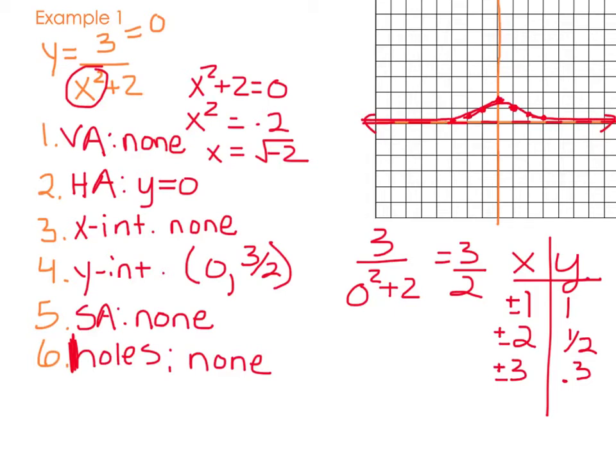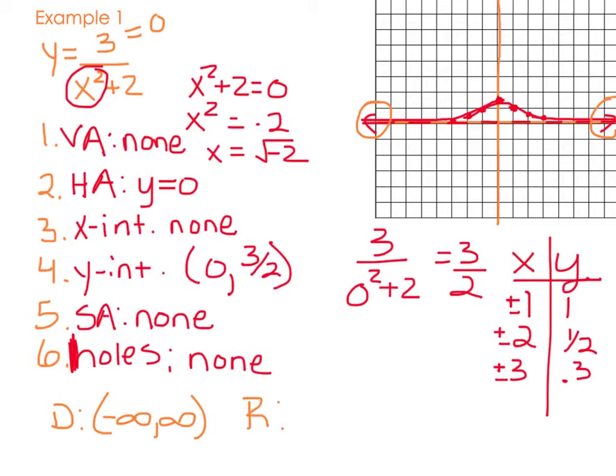So now tell me about the domain of this graph. The domain is, remember, it's left to right, and it's going infinitely to the left and infinitely to the right with no breaks in between. So we could just say all real numbers, or negative infinity to infinity.